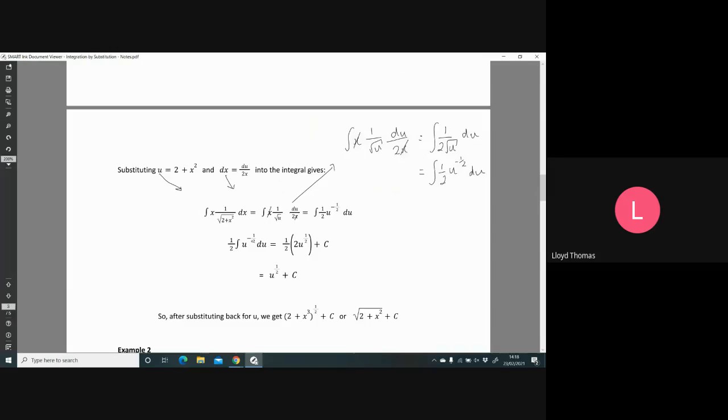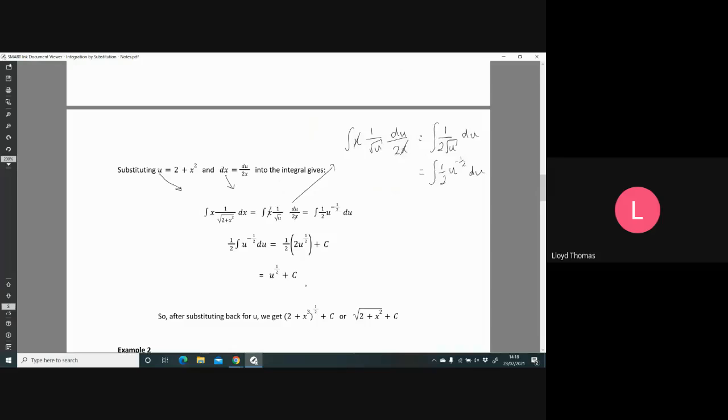Now, if I integrate that, raise the power by 1 to a half, divide by the new power of a half, which is the same as times it by 2. Don't forget the plus c. The half and the 2 will cancel each other out, and you're left with u to the power of a half plus c. So that's what you get if you substitute all of this in, simplify as much as possible, and integrate.